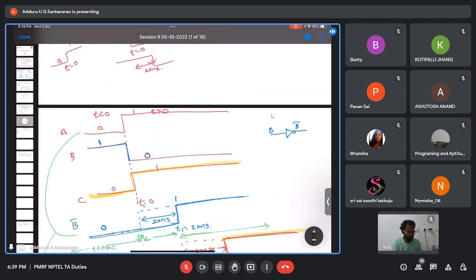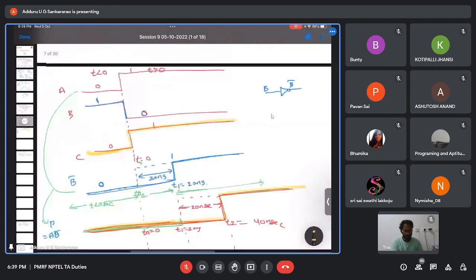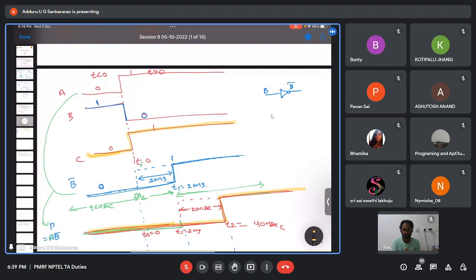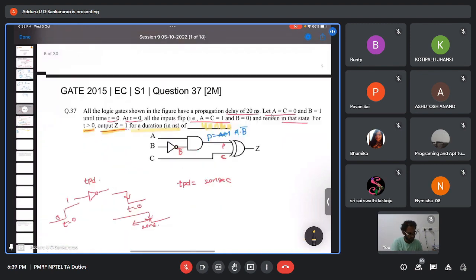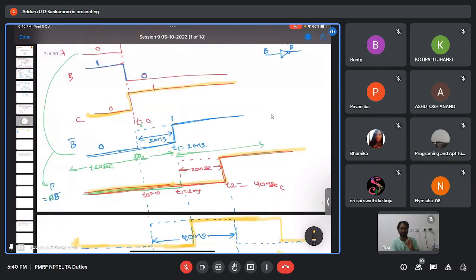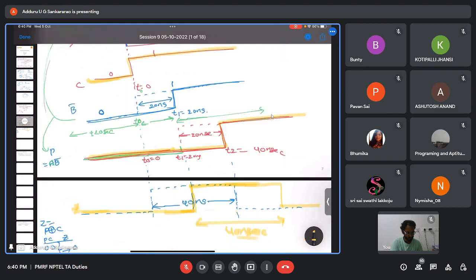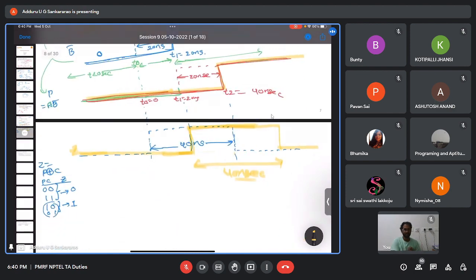Since here each and every gate has 20 nanoseconds delay, first you draw the inputs and output of each gate. First gate output is B bar, which I have drawn; second gate output, let us say P, that is A and B bar; third gate output is P XOR C. I draw each one, first the ideal one, then shift it by the delay. If you do it one by one, you will not have any confusion. If it is clear, then we can move on to the next part.